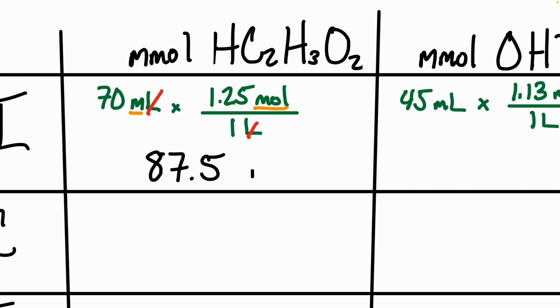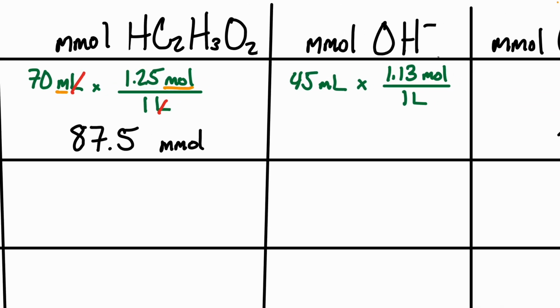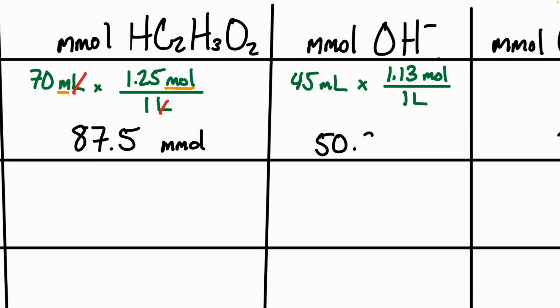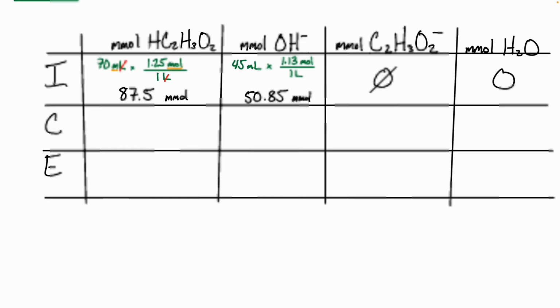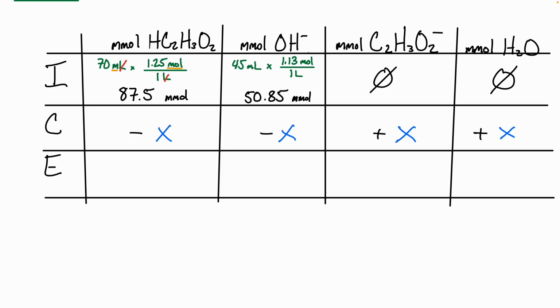All right, same thing over here. My 50.85 millimoles, and I don't have any of my products produced before this reaction has occurred. My change box, that variable X, my reactants are going to decrease in concentration. My products increase in concentration. All right, so we're left with 87.5 minus X, 50.85 minus X, X, and X.